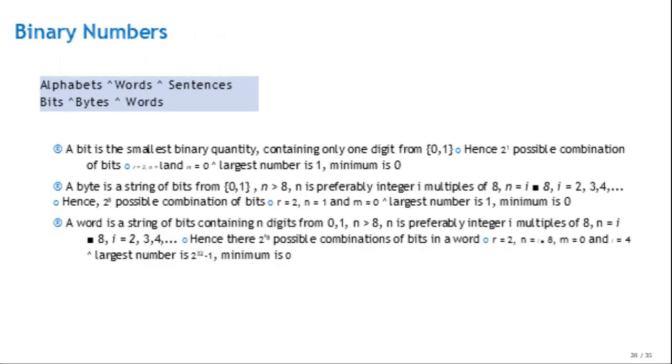A word is a string of bits containing n digits from 0, 1, with n greater than 8. N is preferably integer multiples of 8, n equals 8, i equals 2, 3, 4. Hence there are 2^n possible combinations of bits in a word, or r equals 2, n equals 8, m equals 0 and n equals 4. The largest number is 2^n - 1, minimum is 0.